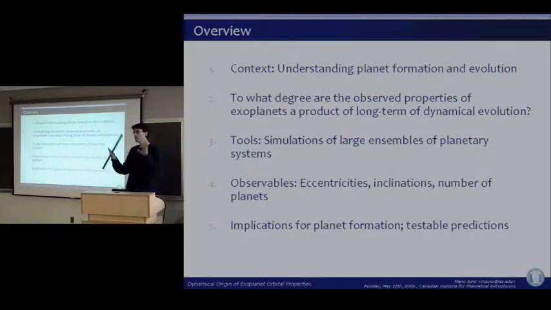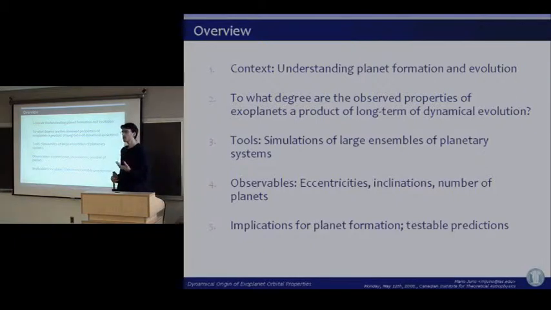So the big goal is to understand how planets form, what kind of planets form, how they evolve after formation, and the things that we observe now, basically what's out there, how the solar system formed, and how the other planetary systems formed. Now, to understand this, we need to understand the properties of planetary systems as we observe them today.